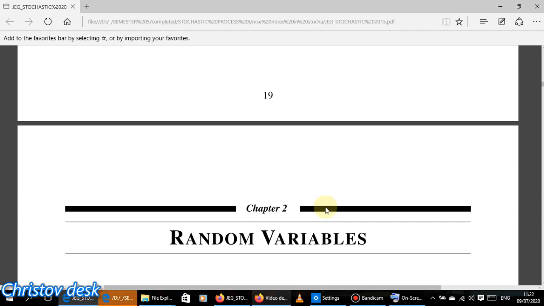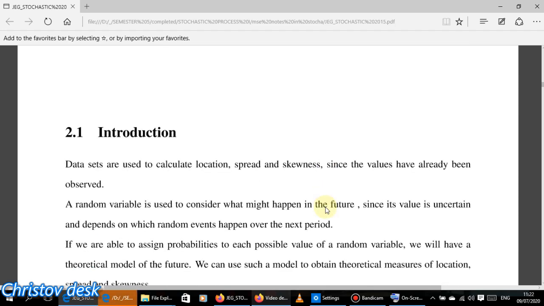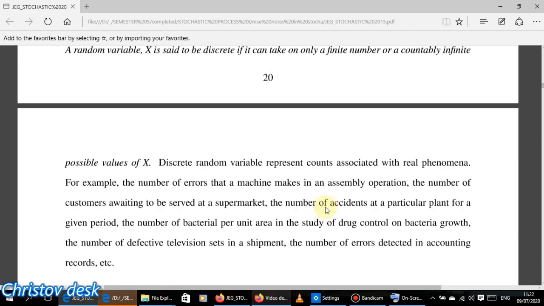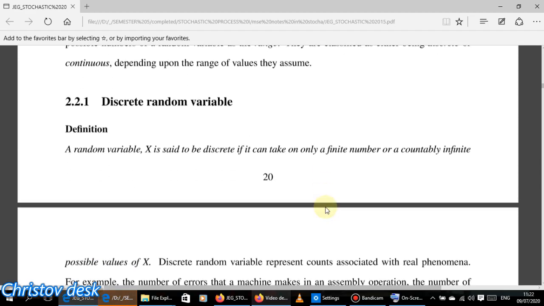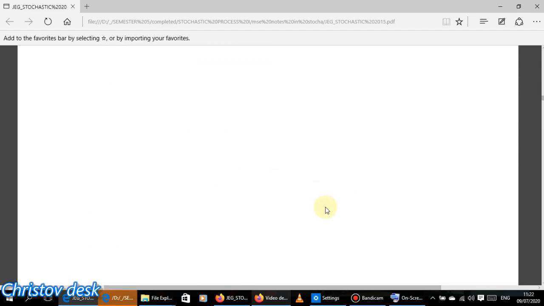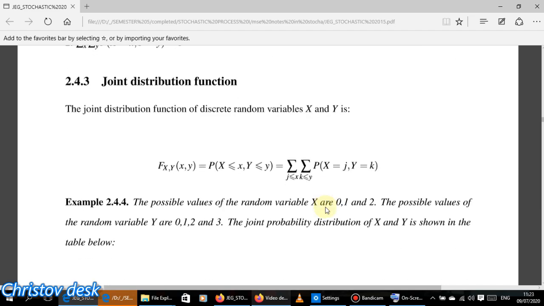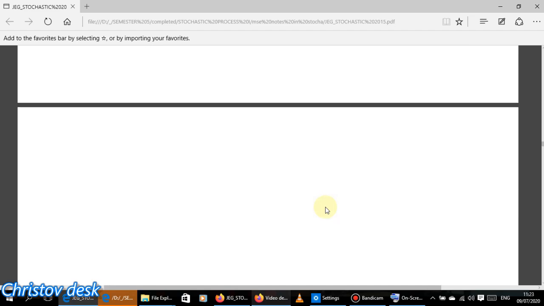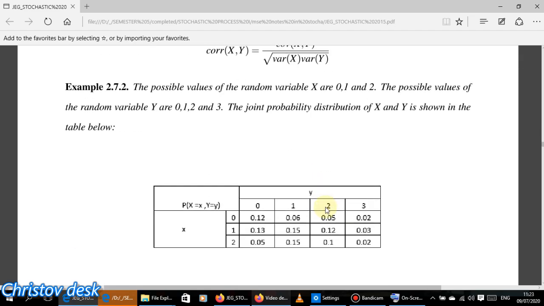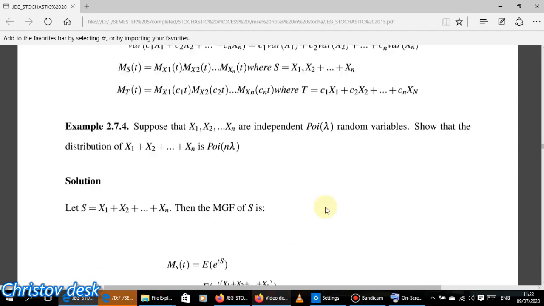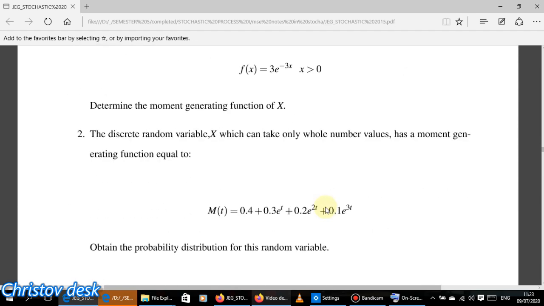So the next thing is random variables, which I think should be known by now, so we wouldn't go through random variable, discrete random variable, continuous random variable, moment generating functions. All of these are treated. So correlation coefficient is done in regression, so we wouldn't have to worry much about that.